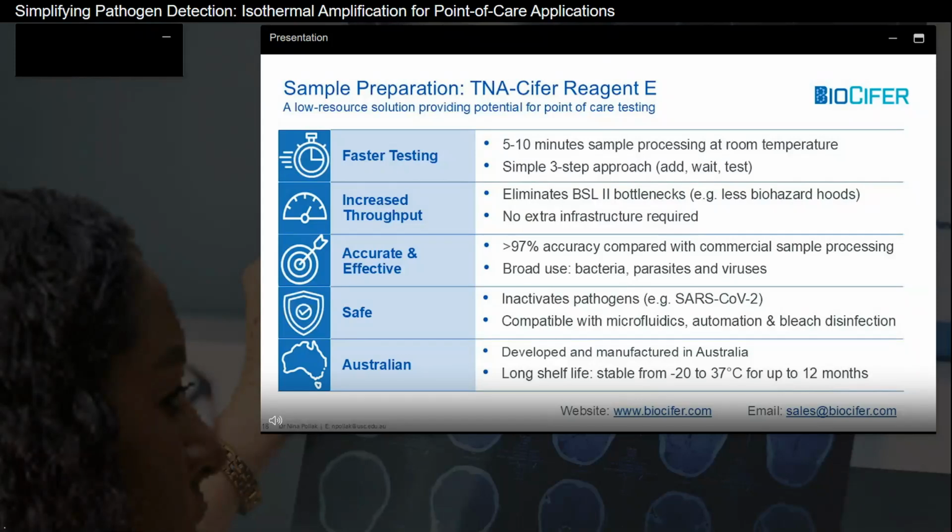Finally, I have to mention that this is Australian made. It's developed and manufactured here in Australia. This reagent has a long shelf life, remaining stable at temperatures from -20 degrees to 37 degrees for up to 12 months. This truly makes DNA-cipher reagent E an excellent solution for low-resource settings and point-of-care testing.